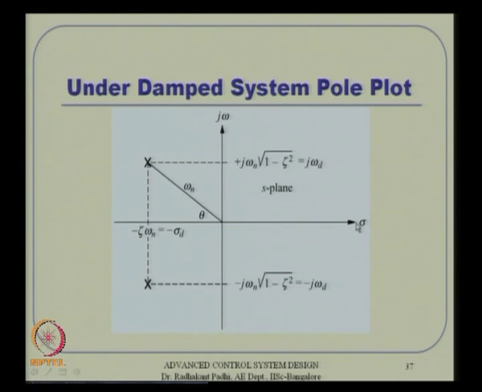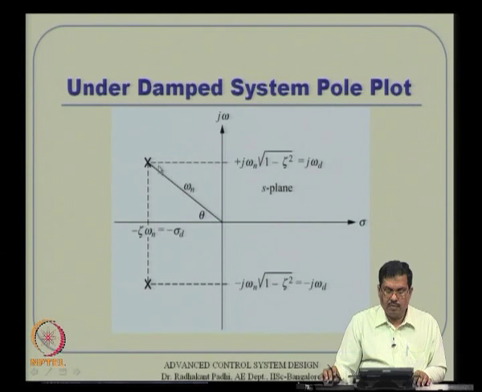Okay. So all these are related to each other, and this is the same plot elaborated in a bigger way. This is sigma and j omega, this is omega n, and this is the sigma d part, that is zeta times omega n with a negative sign. And this is the omega d part. Given a pole location, we directly know omega n: it is simply the Euclidean distance between the origin and that pole. And once you know omega n and the projection on the x axis, you can find out zeta also.